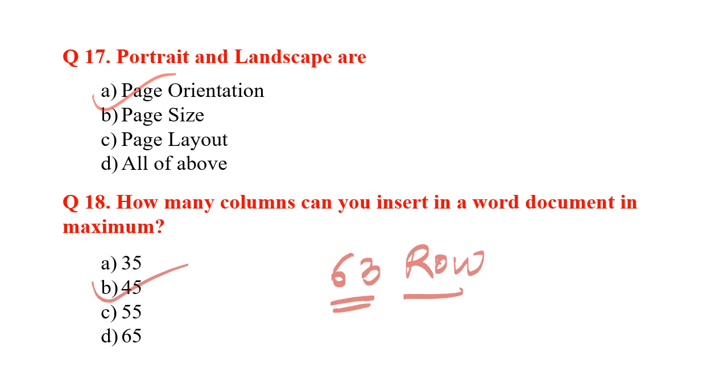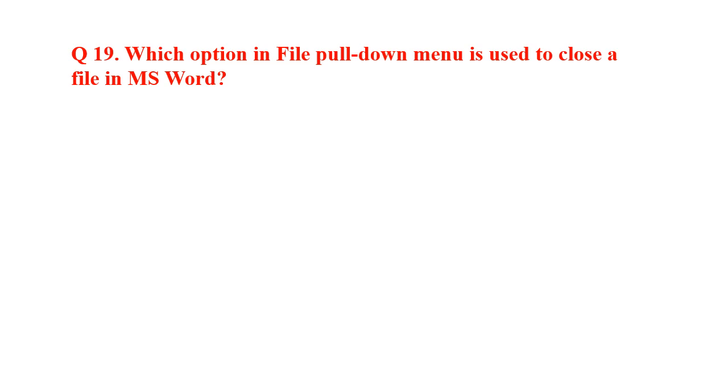Now go to the next question. Question number 19. Which option in the File pull down menu is used to close a file in MS Word? Look at the options. Option A, new. Option B, quit. Option C, close. Option D, exit. So the right answer will be option C, close.